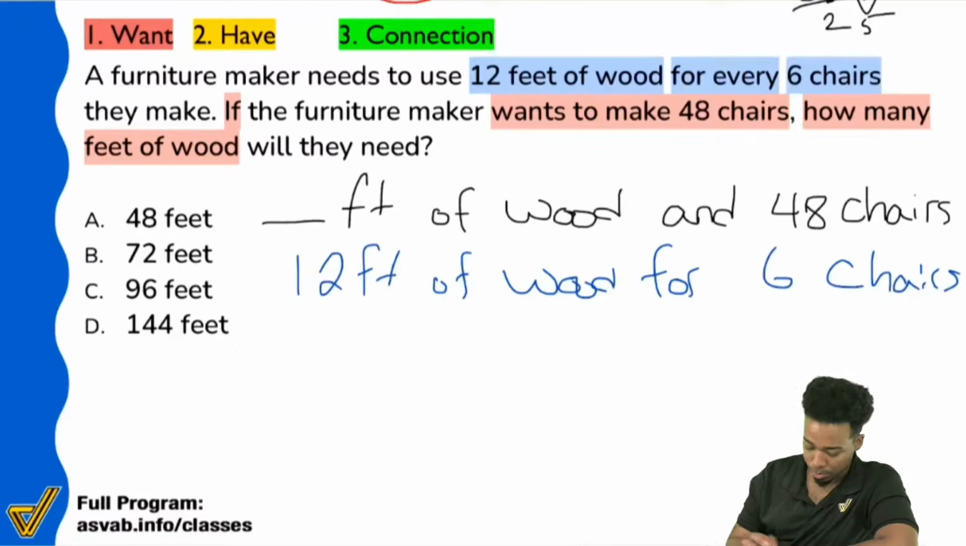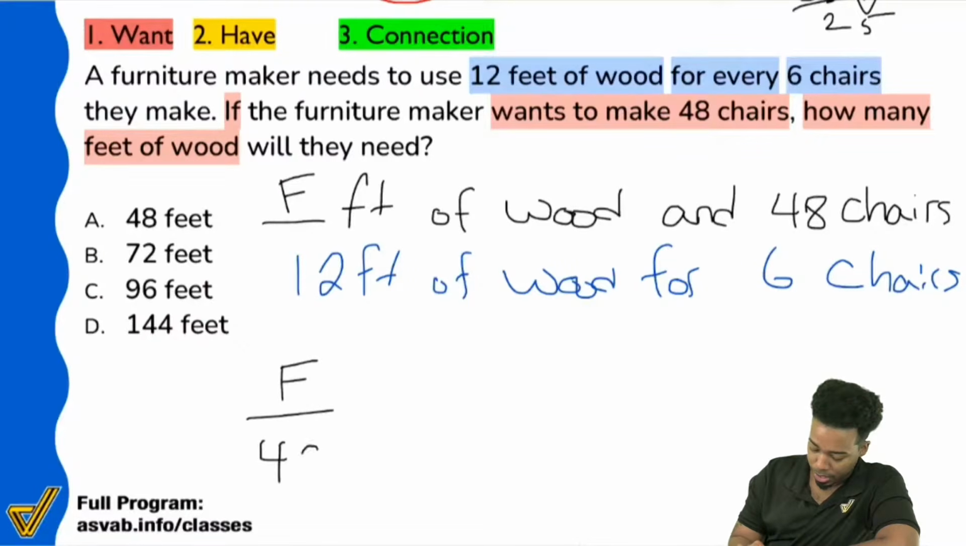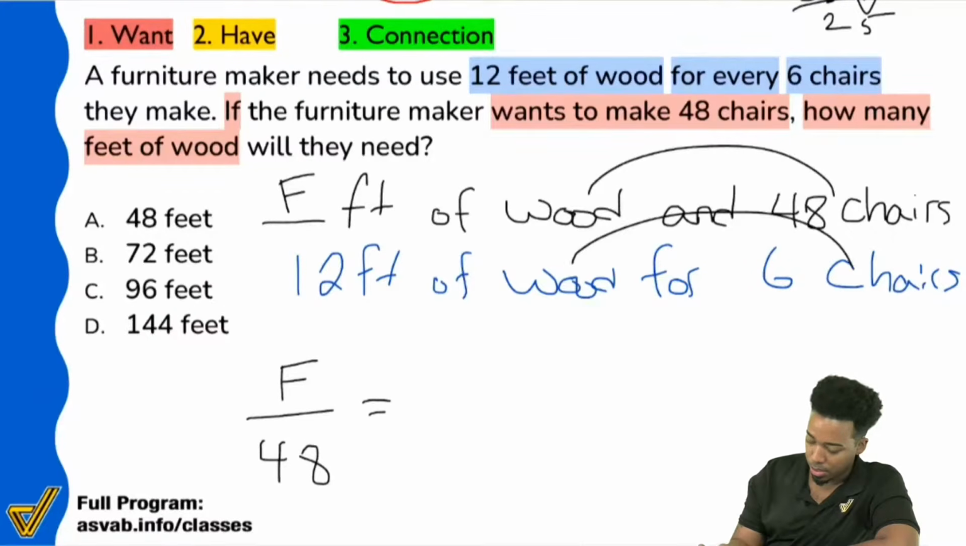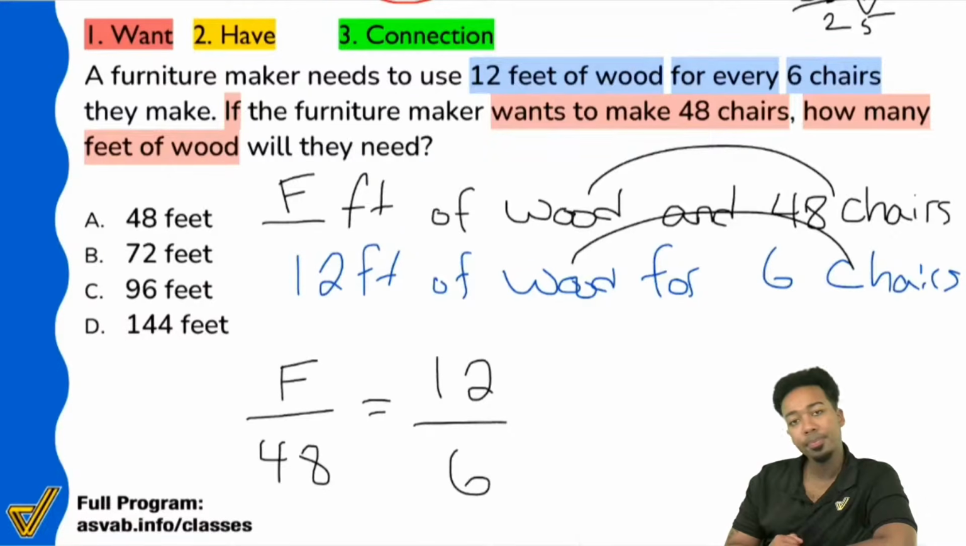So let me actually just show the proportion to show the comparison. So I'm going to say F feet of wood over 48, and you got that equaling the same way. So wood to chairs, wood to chairs. So I'll do 12 over 6.